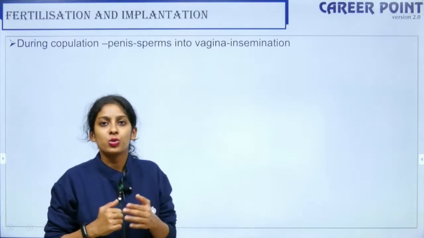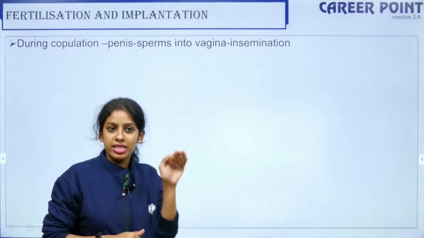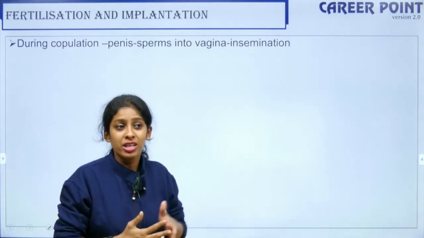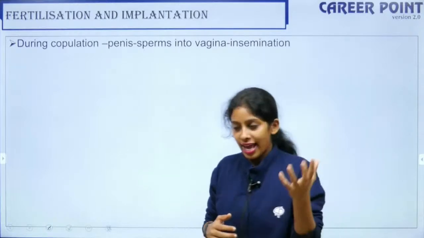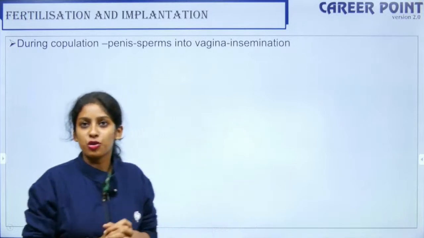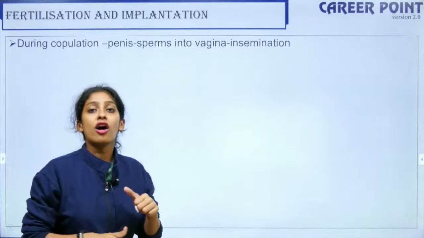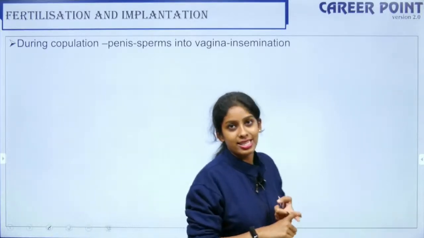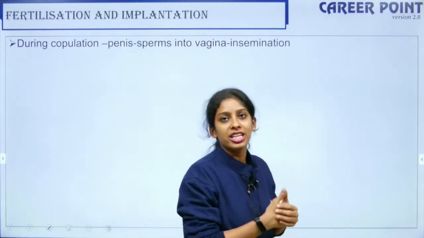Just like in sexual reproduction in flowering plants, we saw that the stigma of the female flower has to become receptive and the pollen has to mature at the same time. There should be a sync, right? So here also, your egg from the female ovary and the sperms have to reach the ampullary region of the fallopian tube at the same time. That is why not all copulations, not all sexual intercourse, lead to fertilization, because that sync should be there between the sperm and the release of the egg.